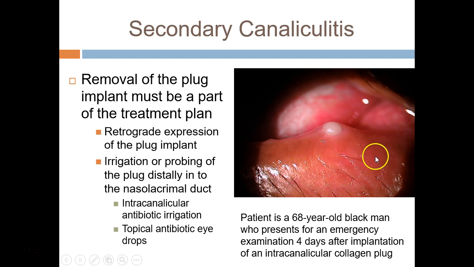The retrograde expression has a safer profile, because on occasion there's a very small percentage. I mean, it's single digits kind of chance, but it does exist. On occasion, if you try to irrigate the plug down through, it may get stuck down in the nasolacrimal duct or something. If it gets stuck down there and you can't get it out, man, now you're talking about an oculoplastic referral, and it's nothing but drama for everybody.